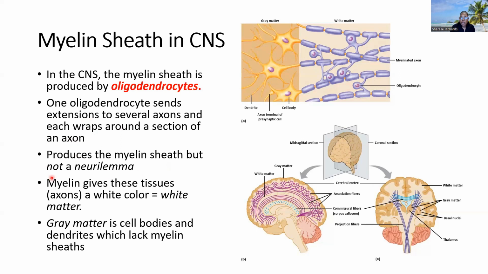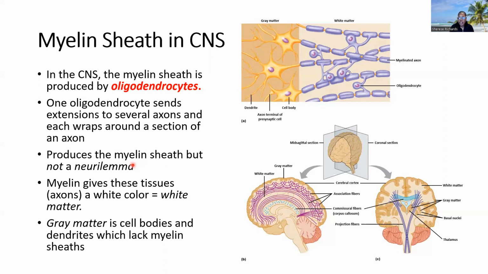I'm going to talk about what neurolemma is, but neurolemma is only seen in the peripheral nervous system as a structure formed through myelinating peripheral nerves. And we'll talk about what that is coming up. Myelin is what gives tissues their white color. This is what we refer to white matter as being white. And that is essentially fat that's being laid down as myelin.